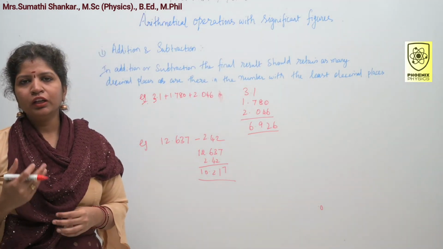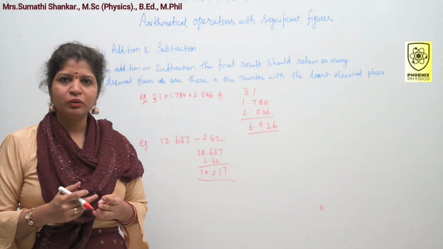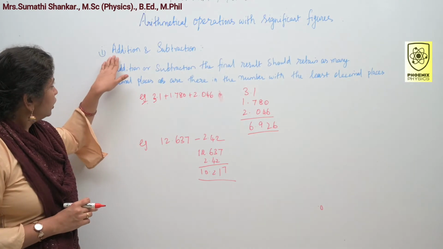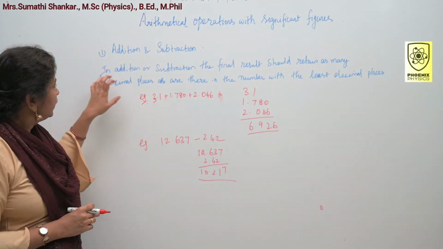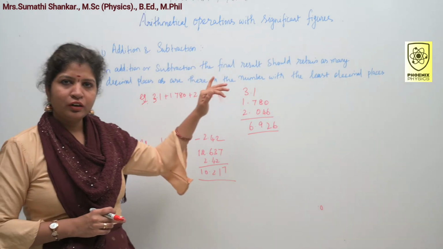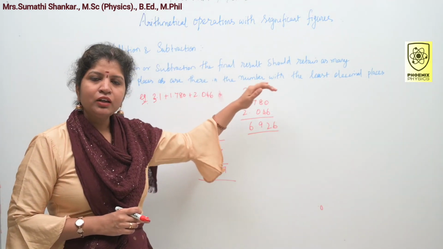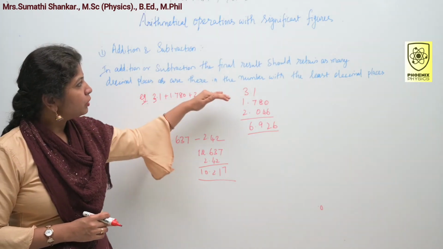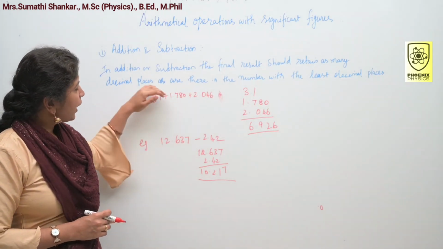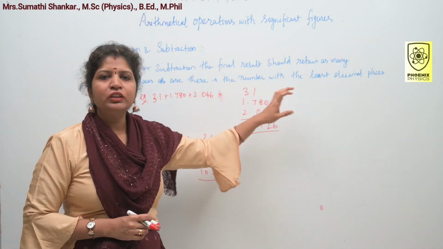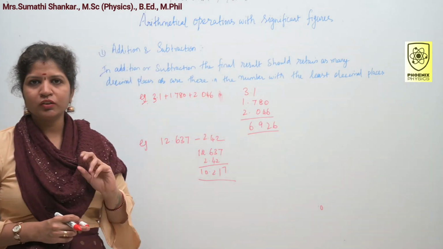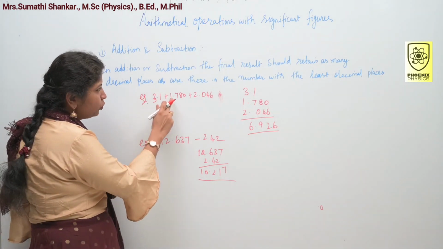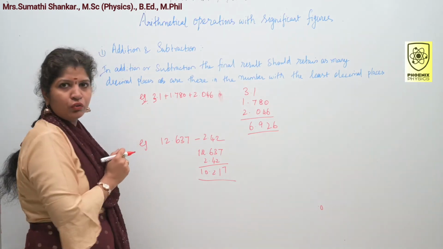Here arithmetical operation means addition, subtraction, multiplication and division. First we will see addition and subtraction. Here in addition or subtraction, the final result should retain as many decimal places as are there in the number with the least decimal places. What is the meaning? Here one example problem is given, 3.1, 1.780, 2.046.